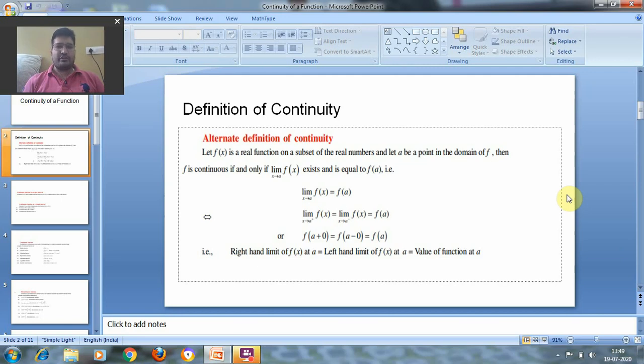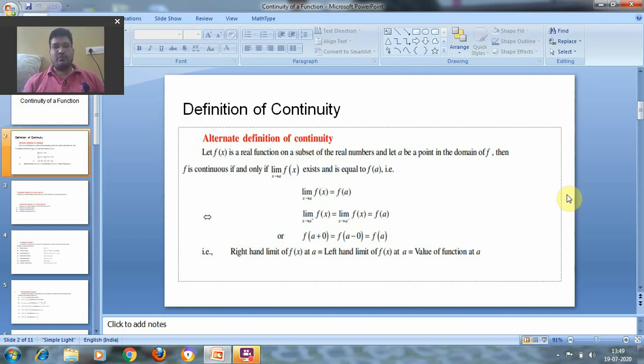Now the definition of continuity in mathematical form. Let f(x) be a real function on a subset of the real numbers, and let a be any point in the domain of f. Then the function is said to be continuous if and only if the limit as x tends to a of f(x) exists and it is equal to f(a).